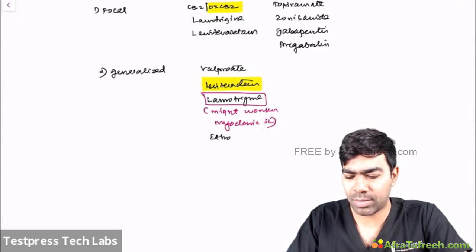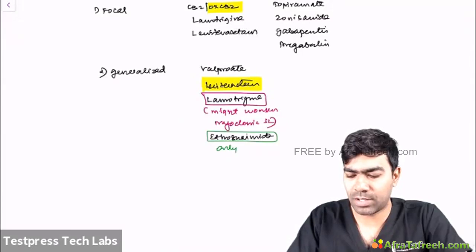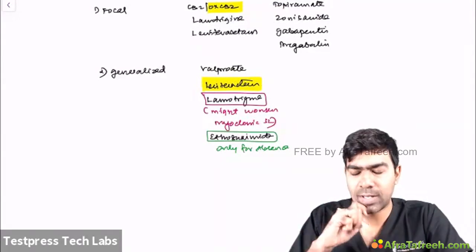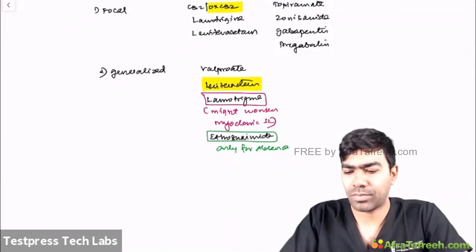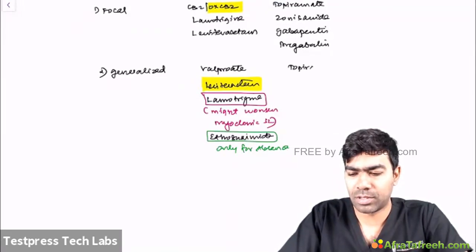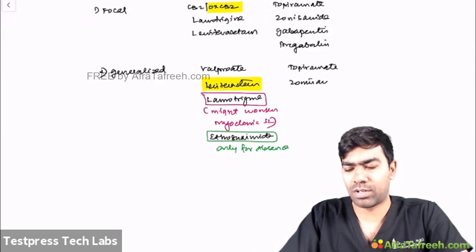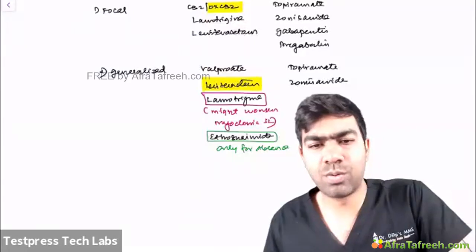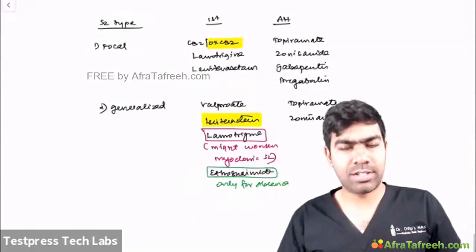Then ethosuximide. Ethosuximide is one of the first line drugs, but only for one seizure type. That is absence. Only for absence. You're not going to use ethosuximide for other seizure types. As far as the alternatives are concerned, you can use topiramate and you can use zonisamide. These are also effective for GTCS. They are some of the few drug choices that you can prefer for focal as well as generalized seizures.